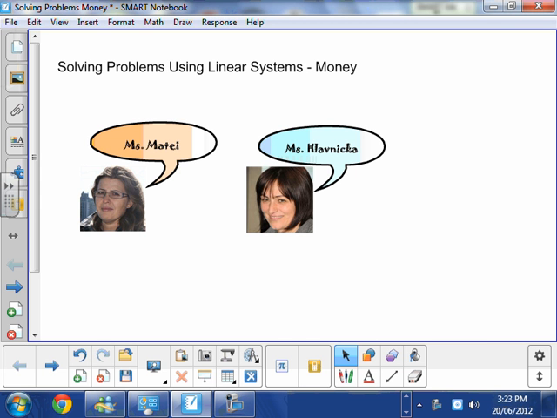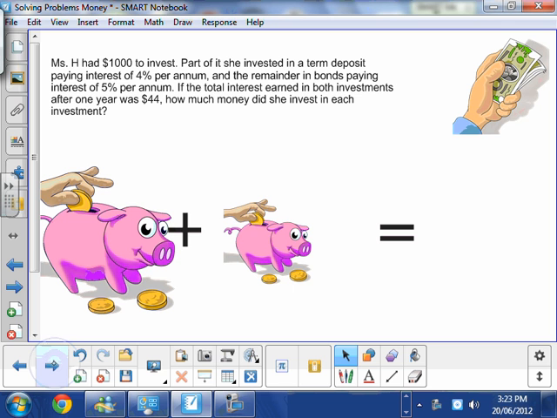And today we will talk about a very special type of problems, the ones that involve money. We have here a question, and we would like you to read it, pause for a second, read, and try to come up with the variable and understand the question. So, Ms. Havnika, what do we have here?